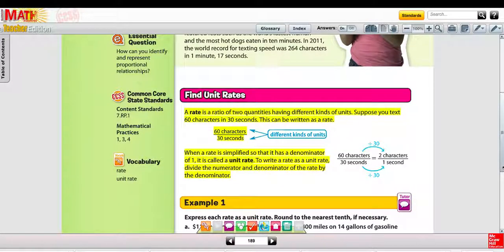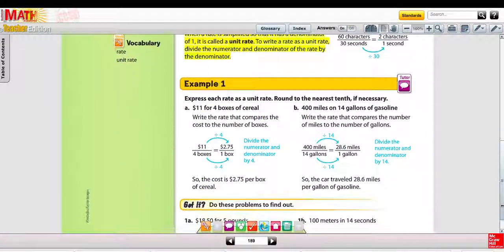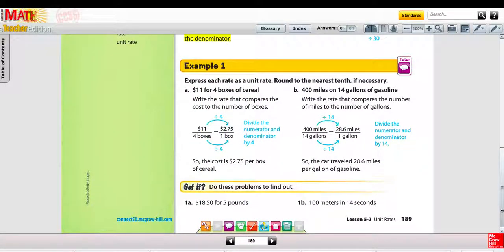In the middle of page 189, you find the definitions for rate, which is a ratio of two quantities having different kinds of units, and unit rate, which is when a rate is simplified so that it has a denominator of 1. At the bottom of page 189, example 1 has you expressing rates as unit rates and rounding to the nearest tenth if necessary.